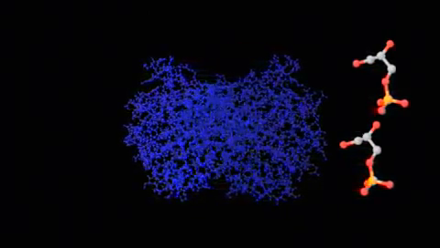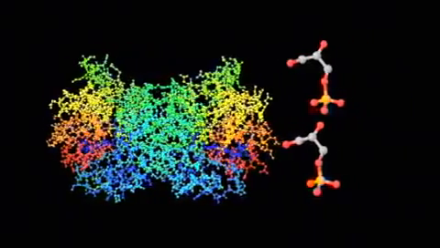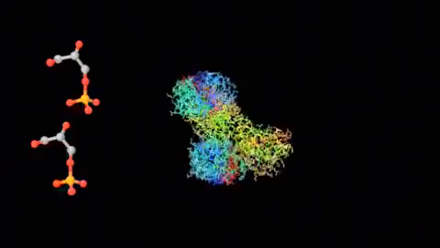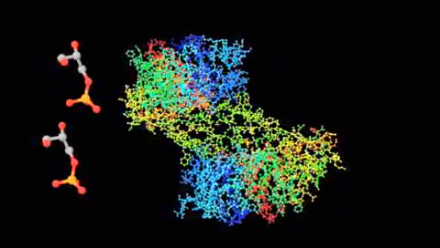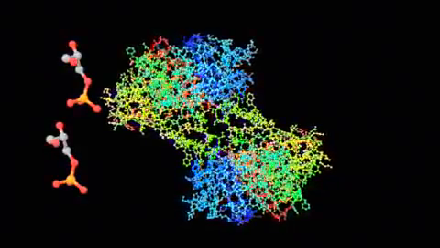Glyceraldehyde 3-phosphate dehydrogenase is another enzyme with multiple subunits. It will add one more phosphate to each glyceraldehyde phosphate.